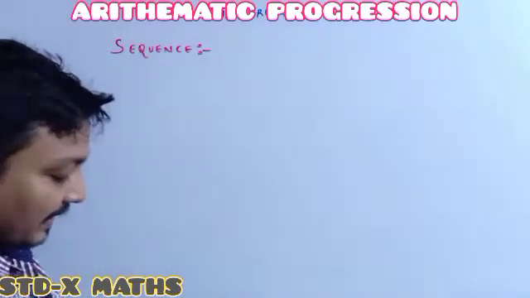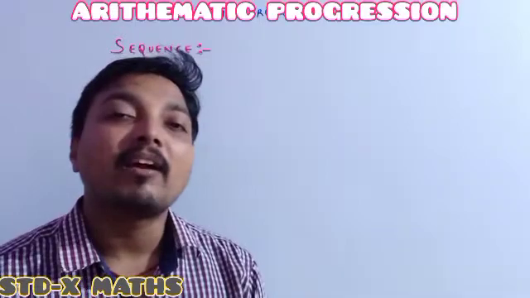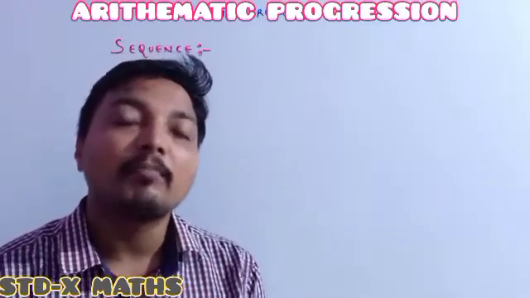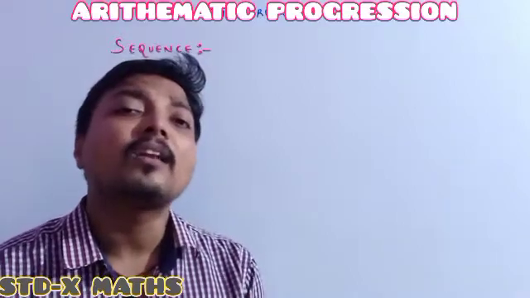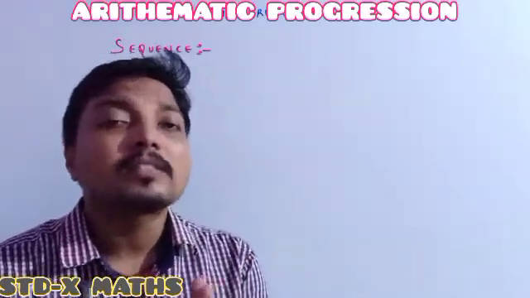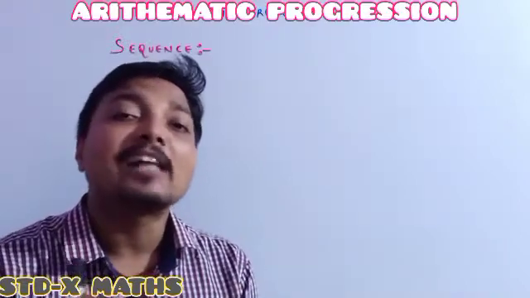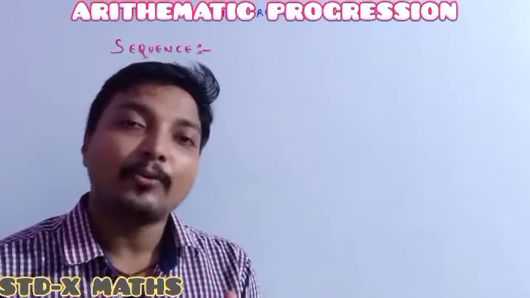See everyone perfectly. Actually, sequence means a collection of numbers. Otherwise, it can be called a list of numbers, where the numbers are arranged in an order as per a rule, according to any rule.